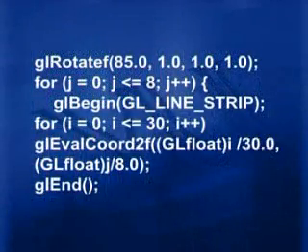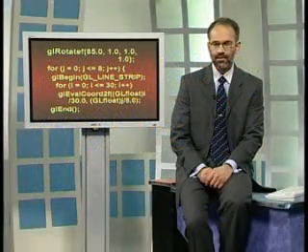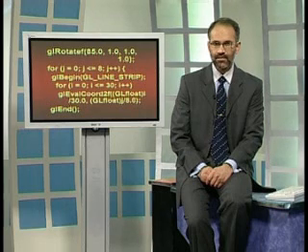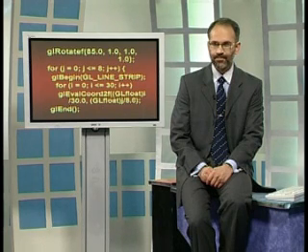glRotatef is called next with the parameters 85.0, 1.0, 1.0, 1.0. I hope you would be able to recall the use of glRotatef, in which we specify the angle of rotation first, and then we tell the coordinates of the point which would be used to determine the axis around which we need this rotation to be performed, and that is calculated using a ray that starts at the origin and reaches the specified xyz coordinates point.